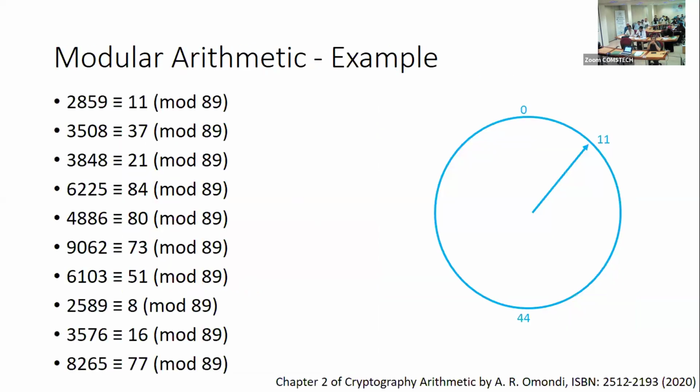So now, why modulo 89? Remember this figure. This is 0, and then this whole, after rotating, it comes to be 89. Again 0. So the other side is 44. This is very important. These are some of the modular examples, right? Everybody's comfortable with that.